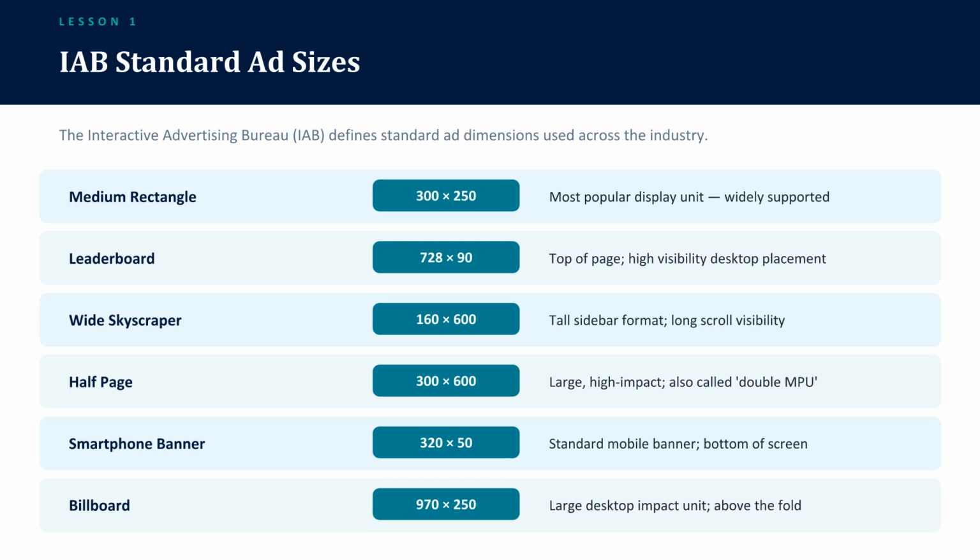The medium rectangle, 300 by 250, is the industry workhorse. When you're briefing a creative team on an ad campaign, you'll specify which of these sizes you need. Most campaigns run with the medium rectangle, leaderboard, and skyscraper as a minimum set, covering the majority of available inventory.